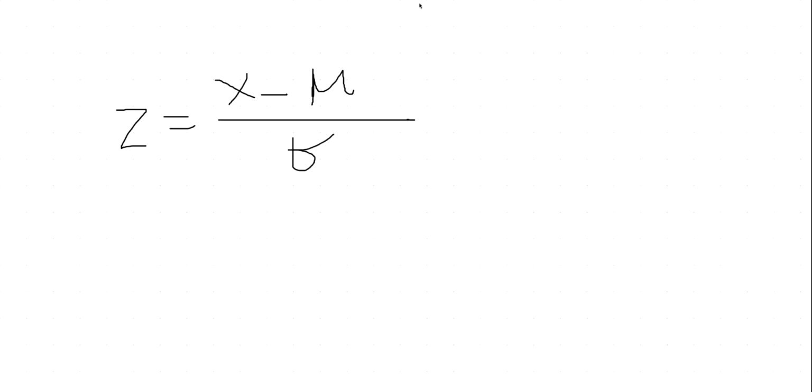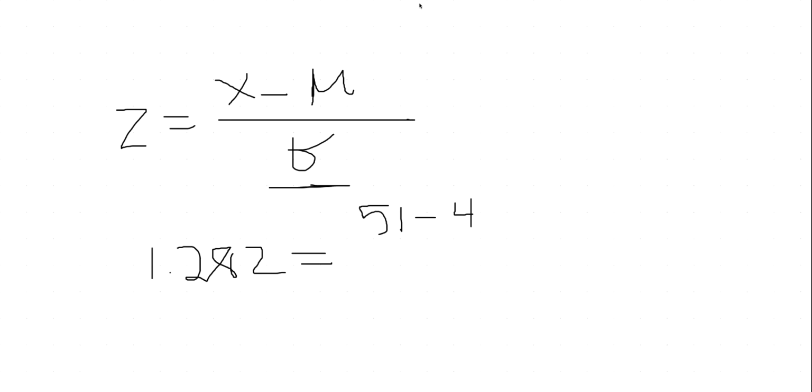And they're asking us, what is this standard deviation? So let's plug everything in. Z was 1.282. X, we know that was 51 because at 51, that's 90%. Our mean is 48. Plug that in. And I don't know what the standard deviation is. So now you just do the math on that.